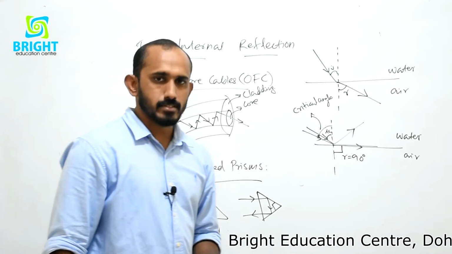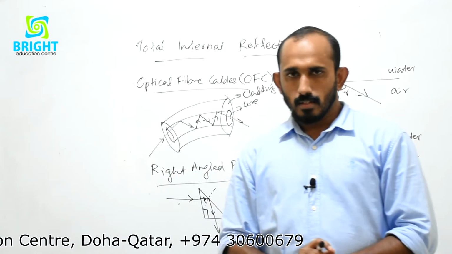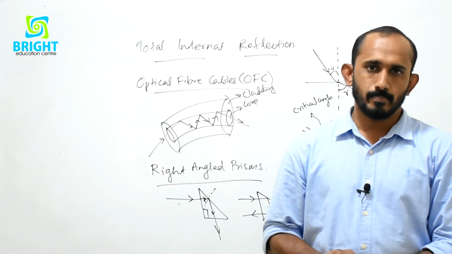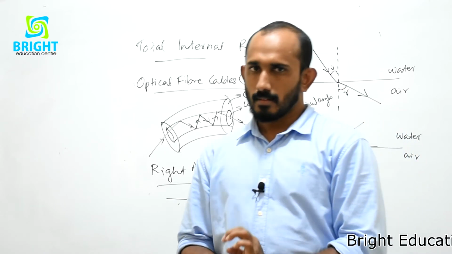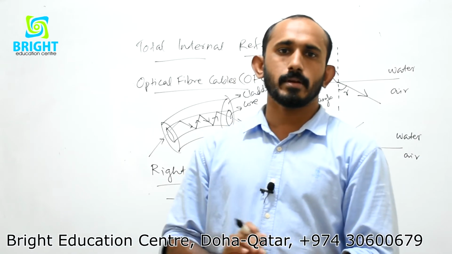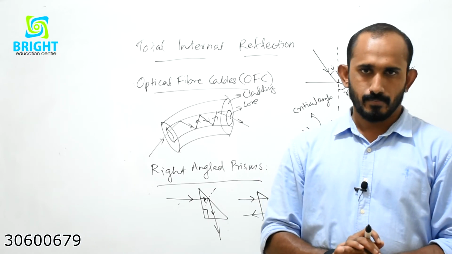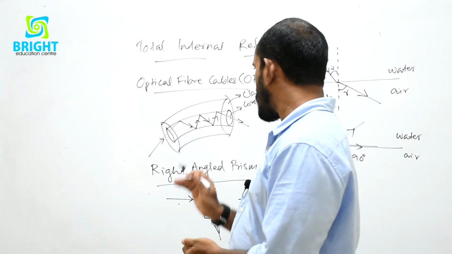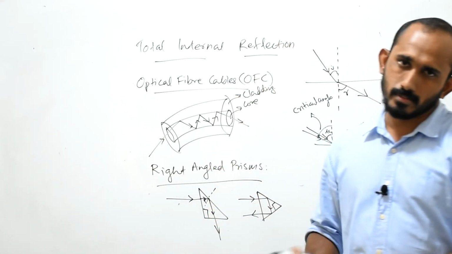So friends, we have discussed total internal reflection. The phenomenon is the complete reflection of light rays into the same denser medium when the angle of incidence is greater than the critical angle. Two criteria are needed there. The light ray should pass from a denser to a rarer medium and the angle of incidence should be greater than the critical angle. Three major applications we mentioned, and I explained optical fiber cables and the right angled prisms.